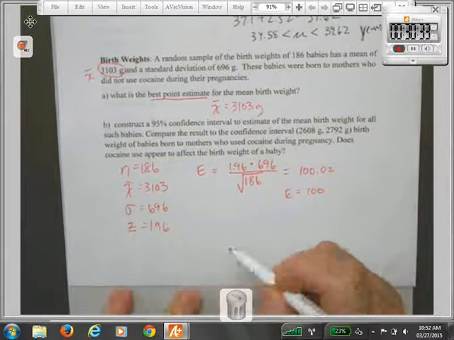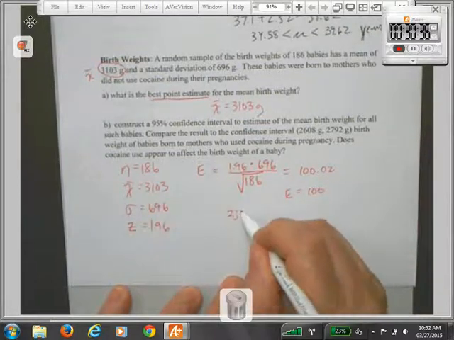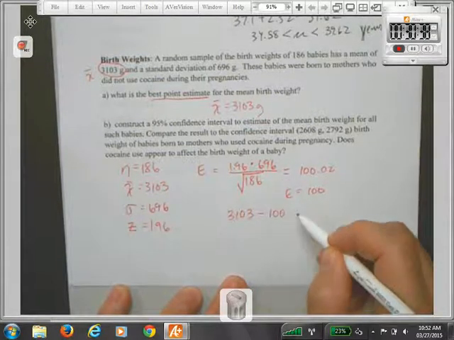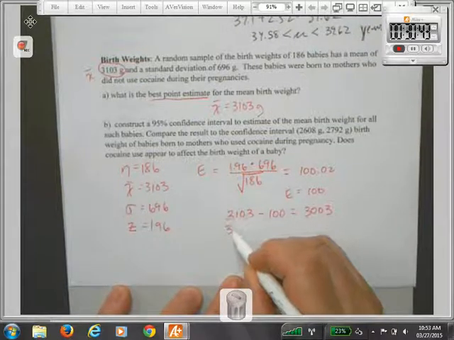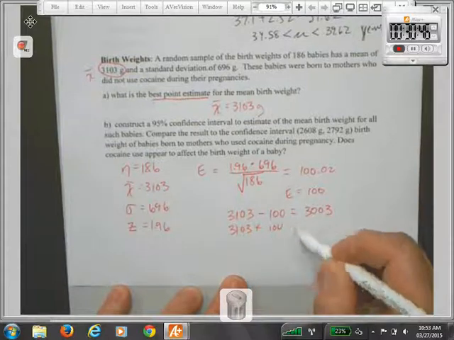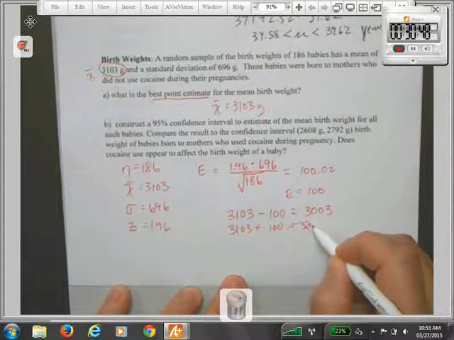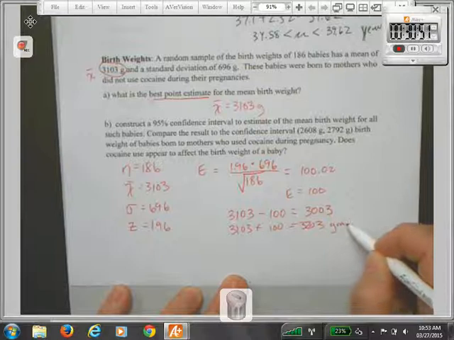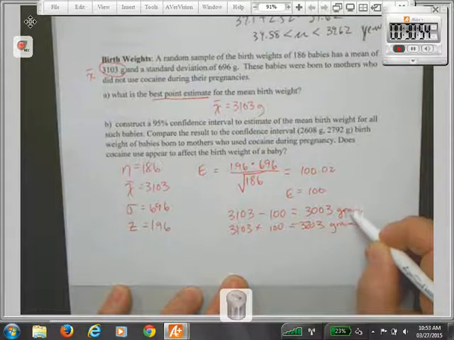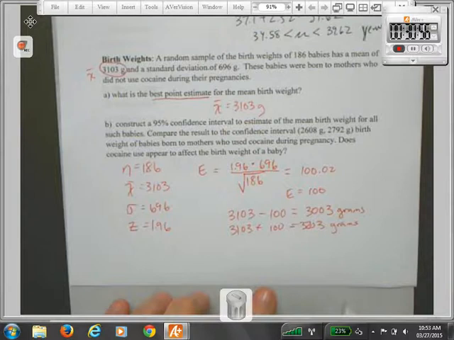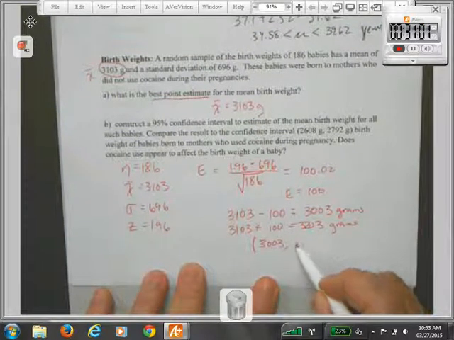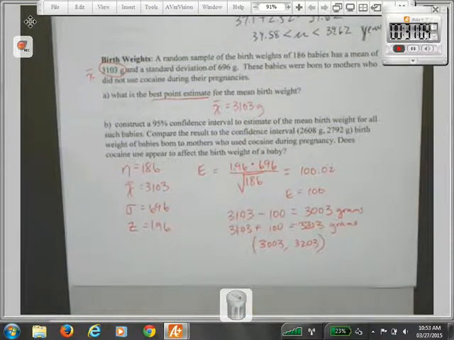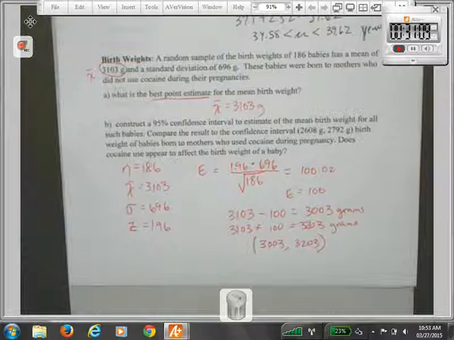So our interval will be 3103 minus 100 grams. I can do that one in my head. And 3103 plus 100 grams. And these are grams. So the confidence interval, 3003 to 3203, is for babies whose mothers do not use cocaine during their pregnancy.